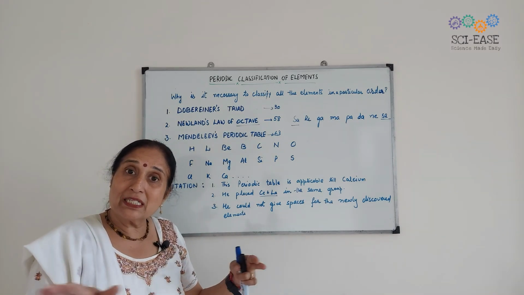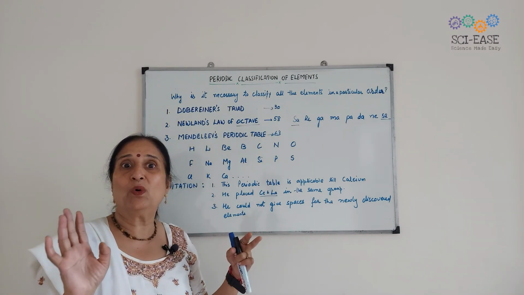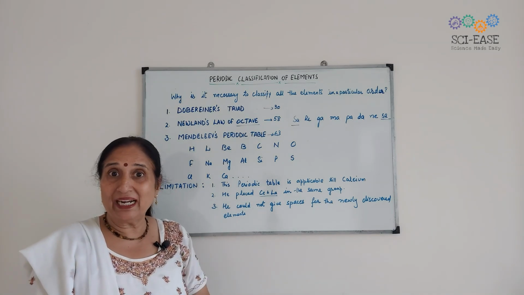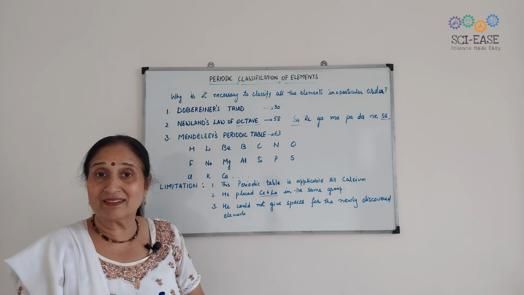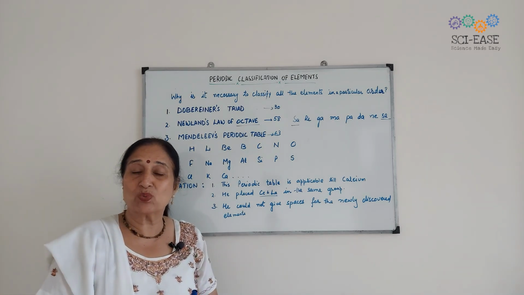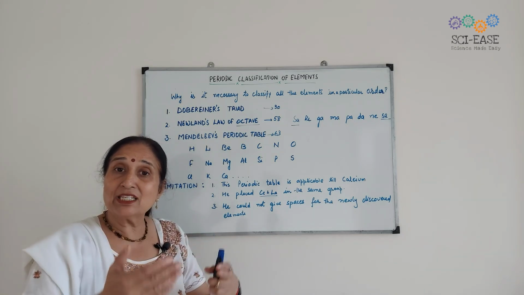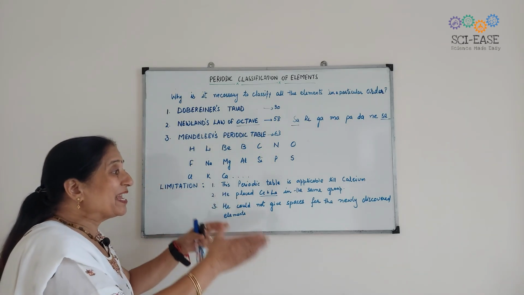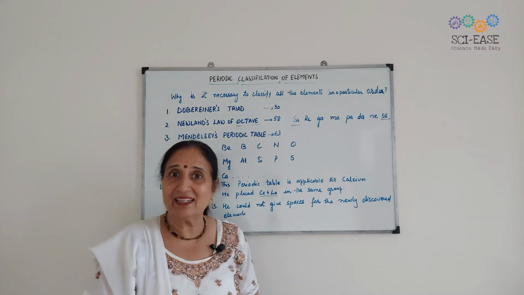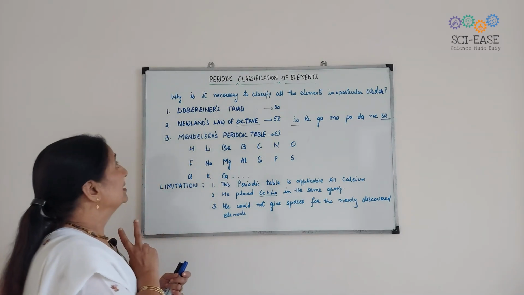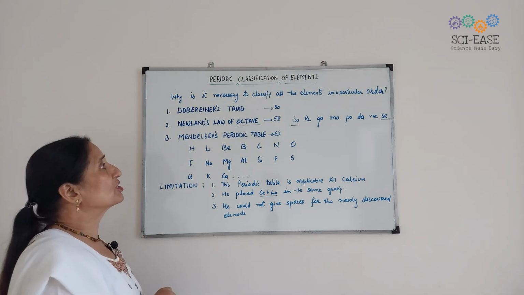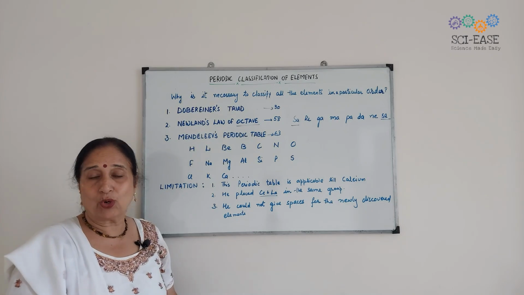He thought that after this no element would be discovered, which was not possible. Today we know that 118 elements are there in the periodic table, and at that time only 58 elements were there. So he has not given the spaces for the newly discovered elements. So I think these 2, Dobereiner's triad and Newlands' law of octaves, are clear to all of you.